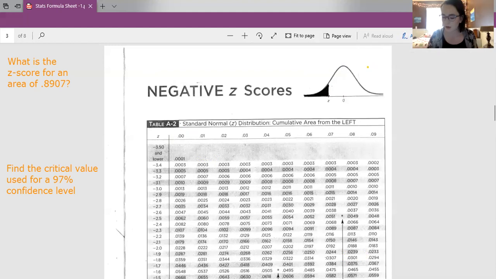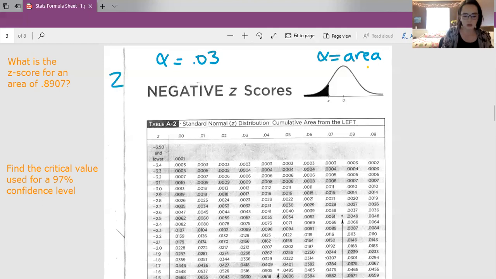Okay, so let's grab a different color. So a critical value for 97%. This means that our alpha is going to be 0.03. Now, alpha is an area. That is important enough to write down. Alpha is an area. In chapter 8, just to preface, alpha is going to be called the significance level. But for now, we're just going to call it the area.